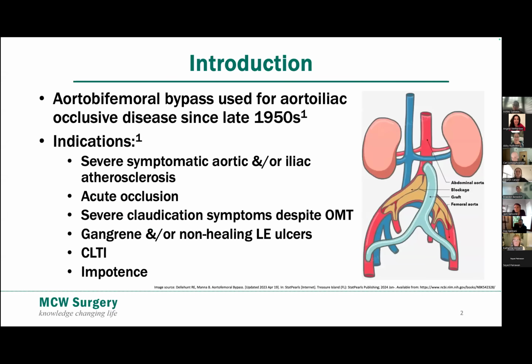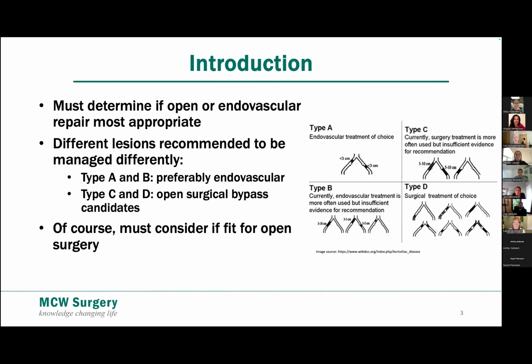Some history on aortic bifemoral bypass. This has been done for a long time for aortic iliac occlusive disease. And some common indications for this are what you would expect, mainly severe aortic and/or iliac atherosclerosis, or the extreme of this, acute occlusion, as well as the sequela of having really poor distal blood flow. And the gist of the operation you can see in the picture on the right is restoring blood flow distally through using a bypass, bifurcated graft. And as with most things in vascular surgery, you must determine if open or endovascular is the right approach.